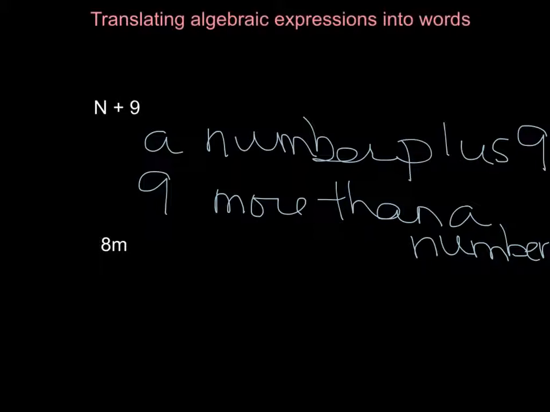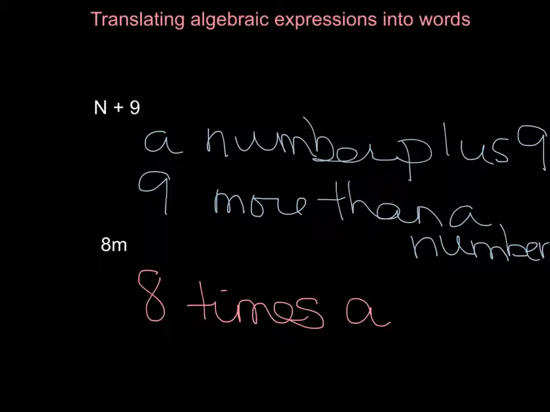For the next one, you have 8m. You could say 8 times a number, because anytime that a number is sitting next to a variable, it means to multiply. So this is 8 times m.